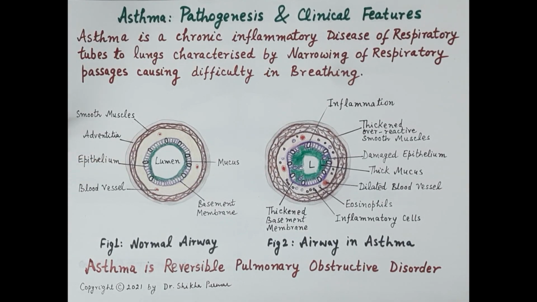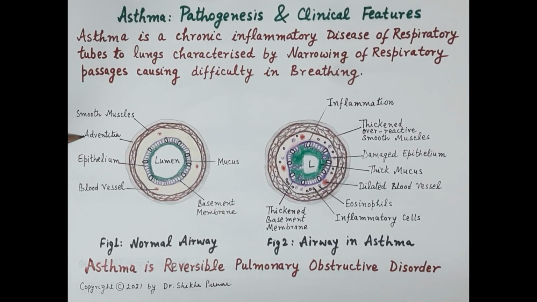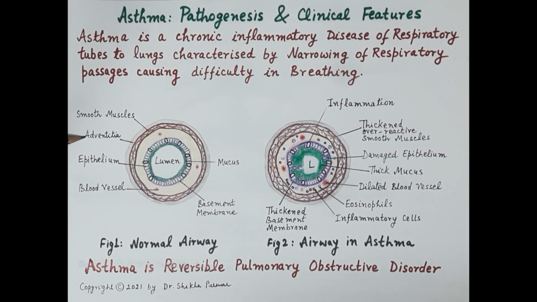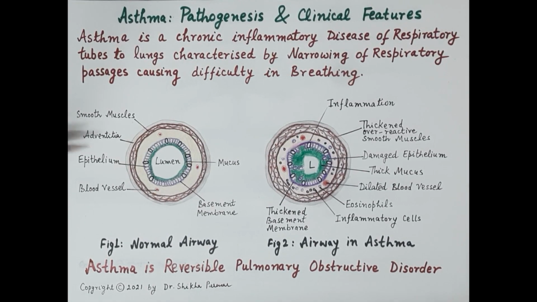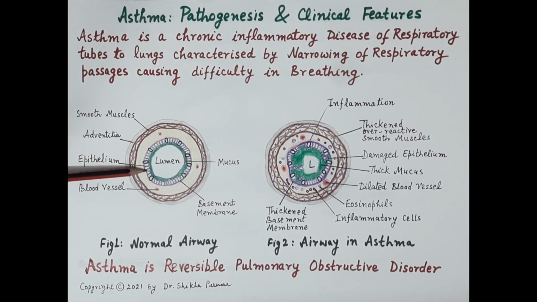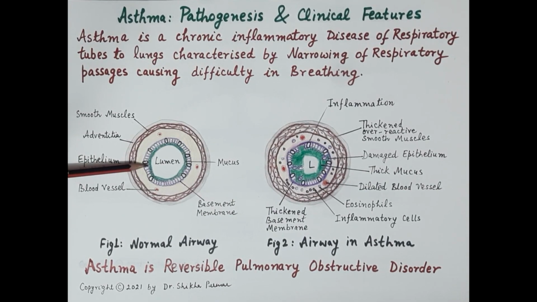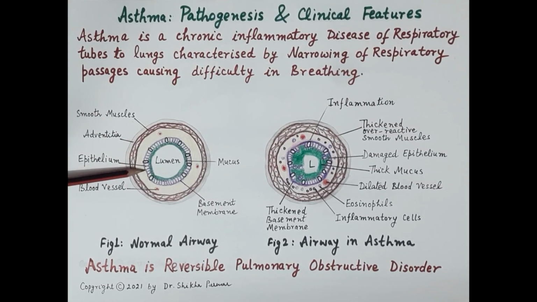Now the outermost layer of tissue is termed the adventitia. Below the adventitia is a layer of smooth muscles, shown here in red color. The innermost lining is the lining of ciliated columnar epithelial cells, shown here in purple color, and these are supported by the basement membrane.